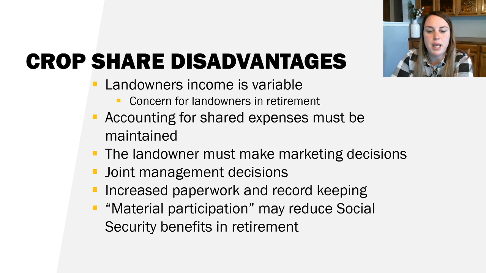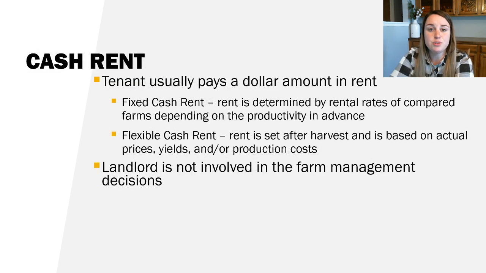So there's increased paperwork and record keeping. Again, I've talked about that. If you have a 60-40 split or a 70-30, it needs to be reflected in the books, which requires very good record keeping to make sure that everyone's paying their fair share or receiving back their fair share of profits. Material participation may also reduce Social Security benefits in retirement, depending on how much money you are reporting for income tax purposes. So, cash rent. With cash rent, a tenant usually pays a dollar amount in rent. There's fixed cash rent, where rent is determined by rental rates of comparable farms, depending on the productivity.